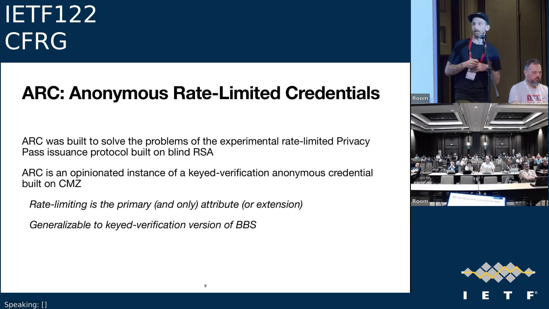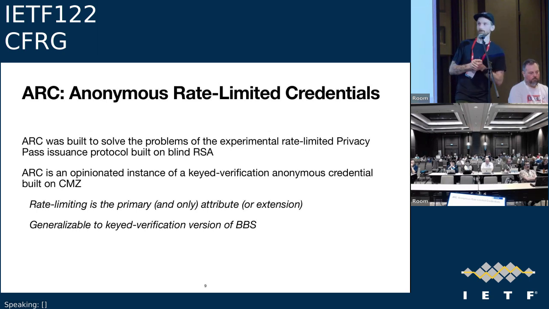So ARC, or anonymous rate limited credentials, is a very specific, opinionated instance of an anonymous credential that was constructed with the sole purpose of punting out this experimental rate limited Privacy Pass protocol that we designed, which was built on RSA, and coming up with something that's a bit more modern. It came out in 2014, so I guess modern is questionable, but a lot more suitable for purpose.